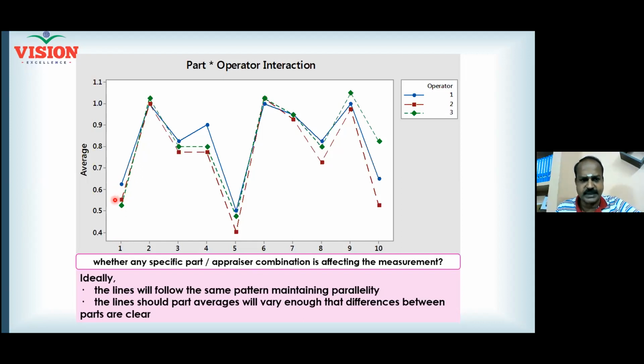His average is the red point. Operator 3 gave 3 readings; his average is green. Now, do you know the points? All the points are averages of the 3 readings, right? And now you are connecting the averages. The average of 1 is connected to the average of 2.